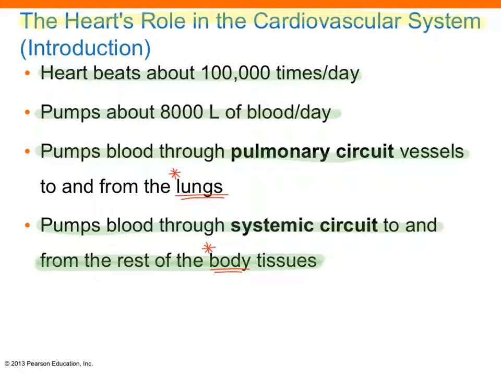Let's begin with the heart and the heart's role in the cardiovascular system. The heart beats about 100,000 times a day and pumps about 8,000 liters of blood a day. It pumps through the pulmonary circuit vessels to and from the lungs, and it pumps through the systemic circuit to and from the rest of the body tissues.